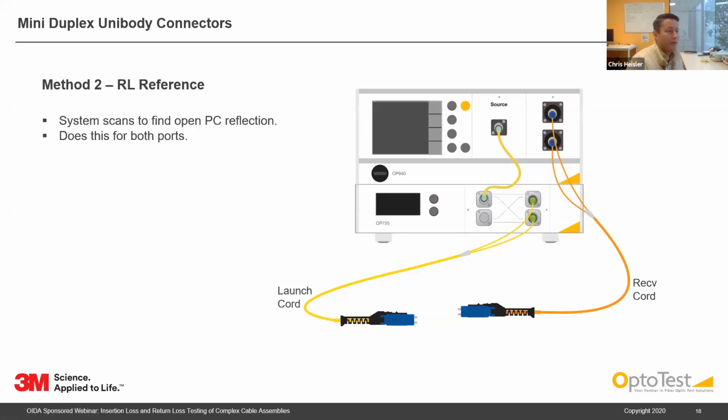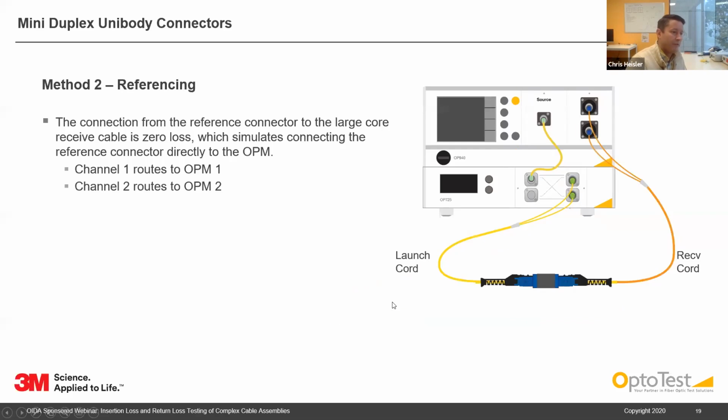So the method 2 for testing these types of assemblies, to perform a return loss reference, we're going to have our launch cord connected up to our system. We're going to leave the end of the launch cord open to air. So we're going to reference return loss with this setup for both ports. And then to reference insertion loss, we're going to connect up the launch cord to the receive cord. And again, these are a 0 loss mating here. So we're going to reference insertion loss for channel 1 and channel 2. In this case, channel 1 will route to OPM 1 and channel 2 will route to OPM channel 2.